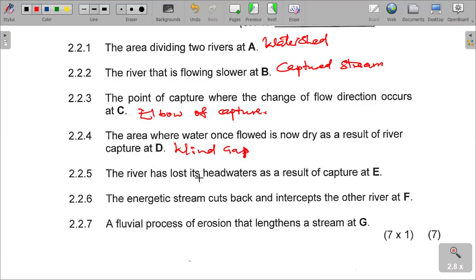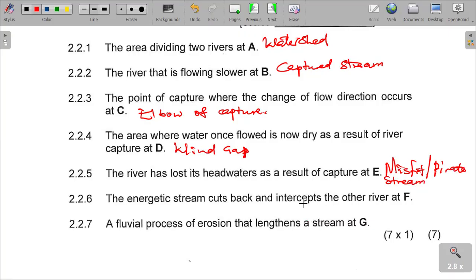The river has lost its headwaters as a result of capture, which is called the captured stream, which lost its headwaters. It's called what? A misfit. It's called a misfit or a pirate stream.